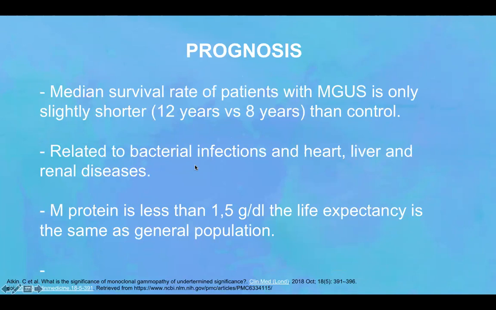The median survival of MGOS patients is slightly shorter than the regular population. It's going to be 12 years to 8 years. And the morbidity of this pathology is about the complications that the patient can have, usually bacterial infections and renal diseases. And we're going to discuss what we need to do with the patients depending on the M protein levels. If the patient has less than 1.5 grams per deciliter, the life expectancy is going to be similar to the normal population.